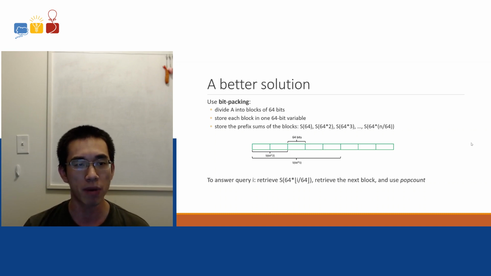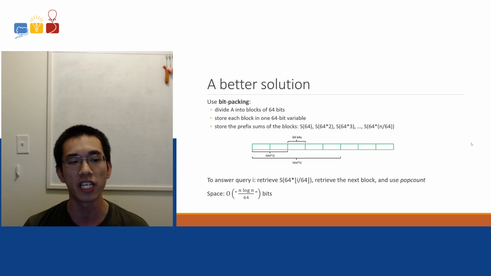So using bit packing, we can solve this problem in constant time. And the space usage is a bit better. It's n log n divided by 64, because we only need to store n over 64 different sums in total. So asymptotically, the space usage is still n log n, but we save a factor of 64 in its leading constant.